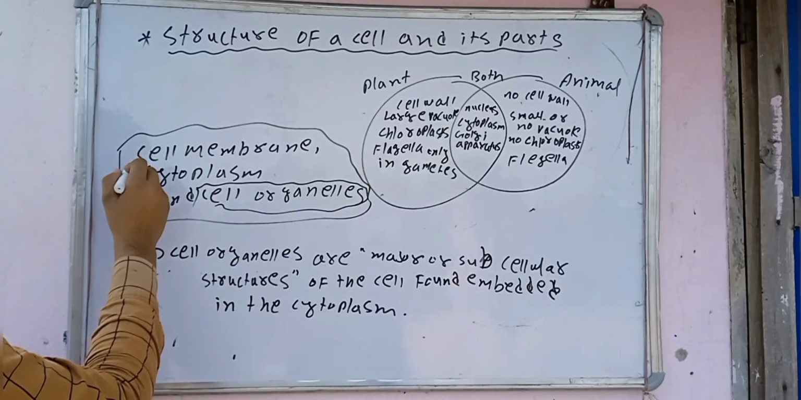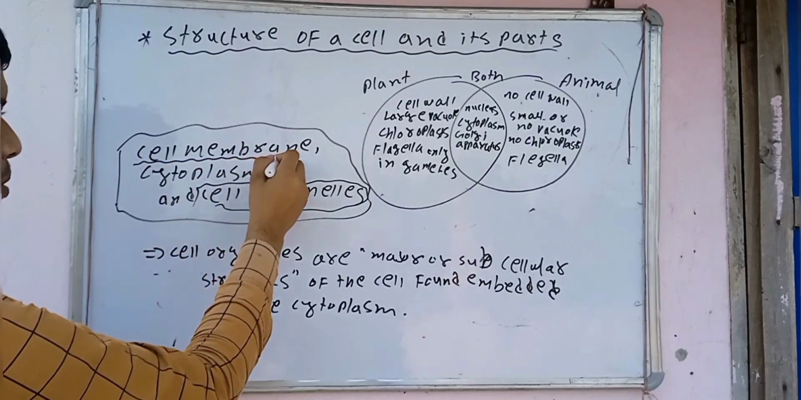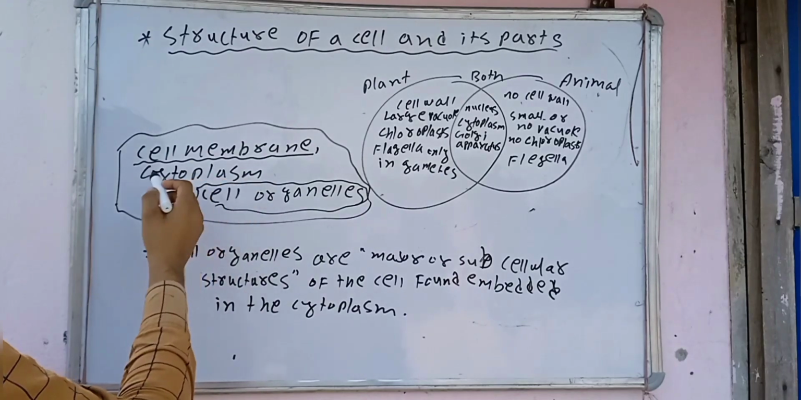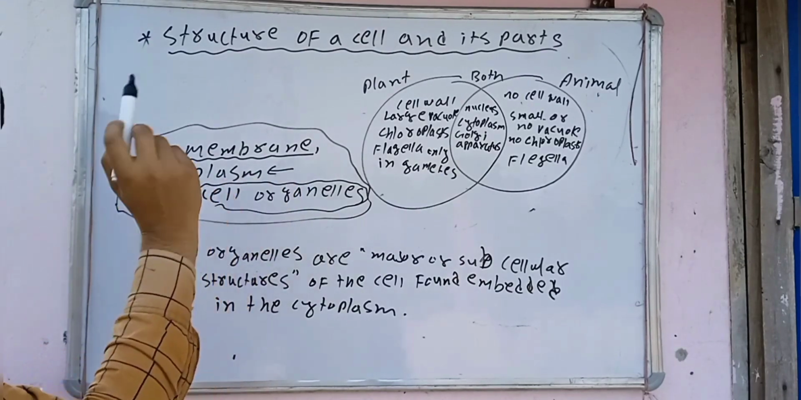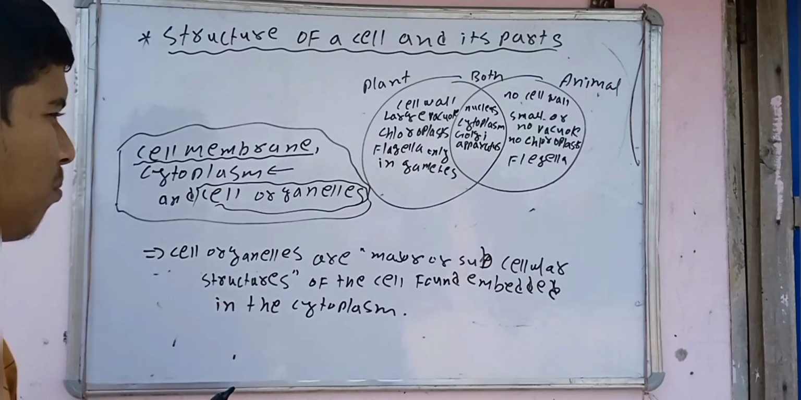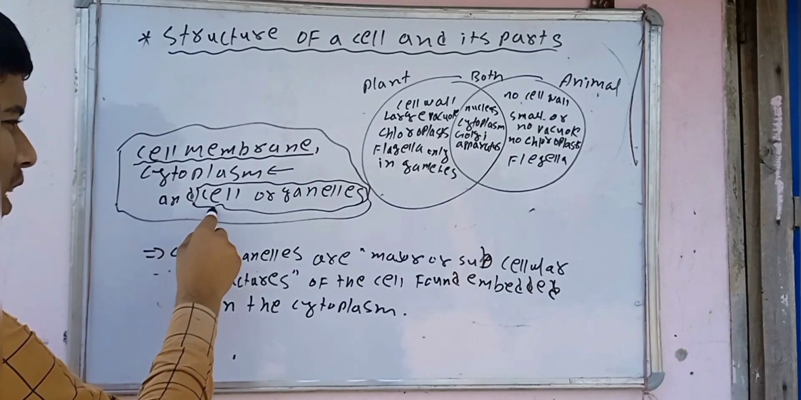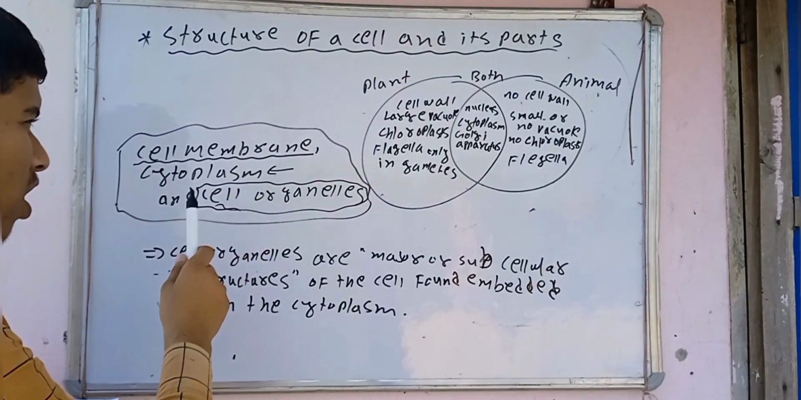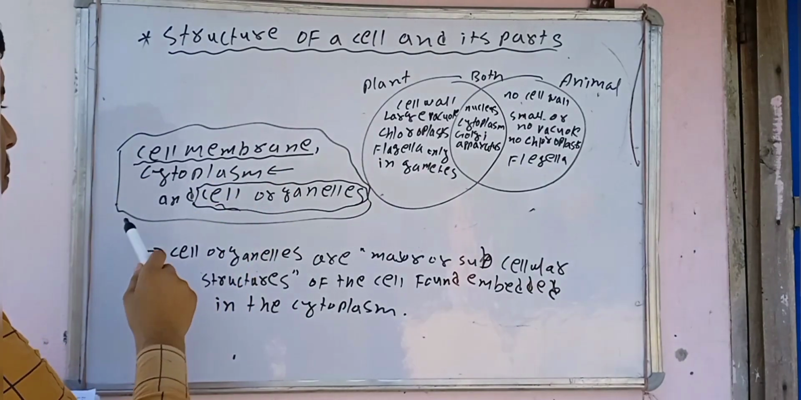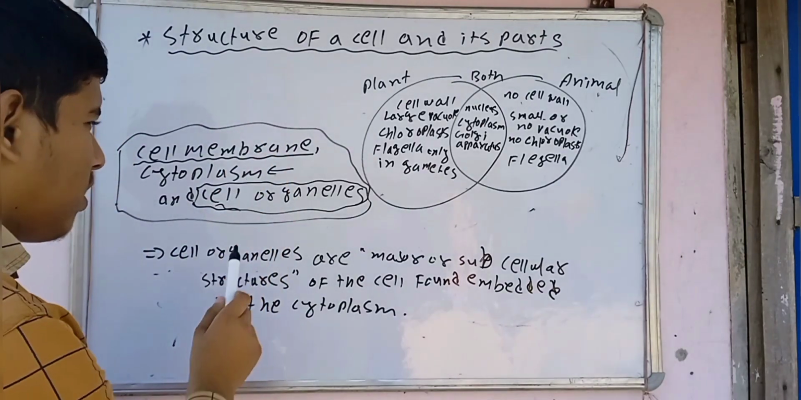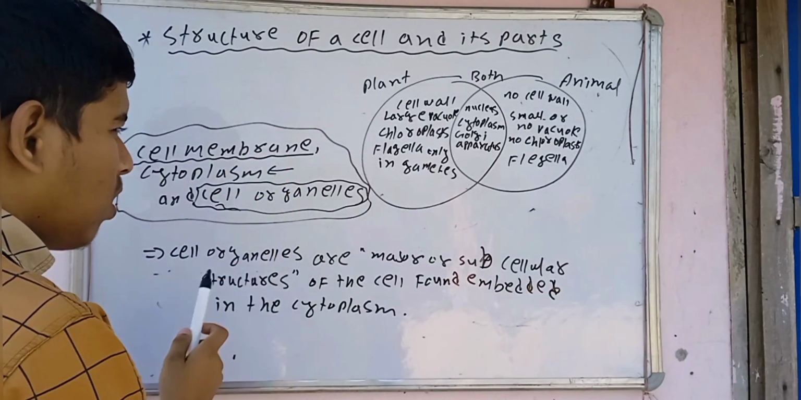So I think we have a little bit of an idea about what the cell membrane and cytoplasm are, because we have studied them in 7th, 8th, and 10th, right? But we don't have much idea about cell organelles. So first let's talk about what cell organelles are, and we'll talk about the cell membrane and cytoplasm later. But now the important thing is cell organelles.